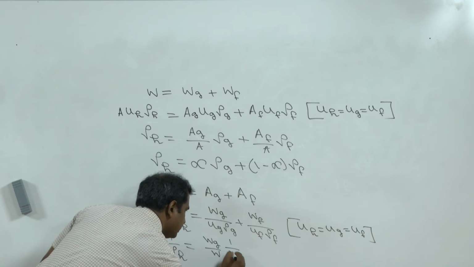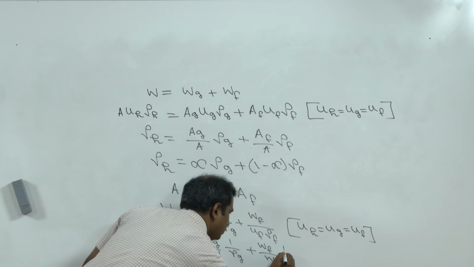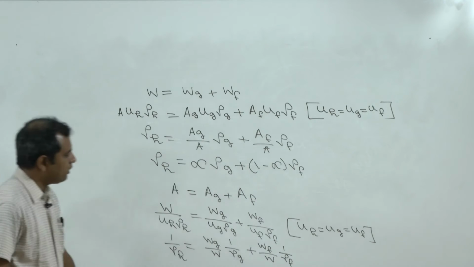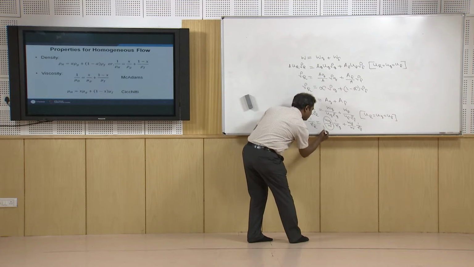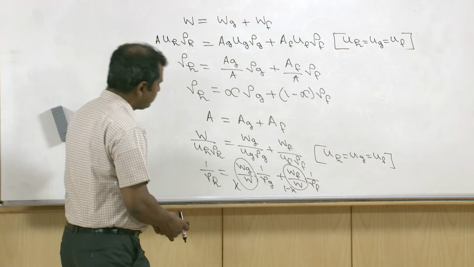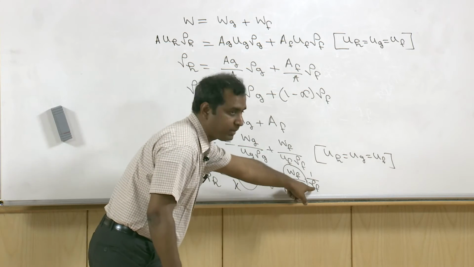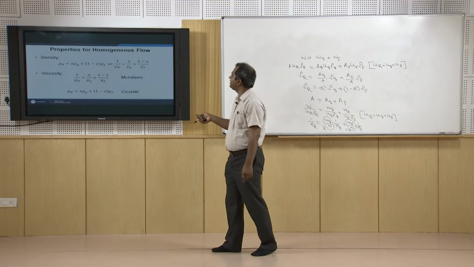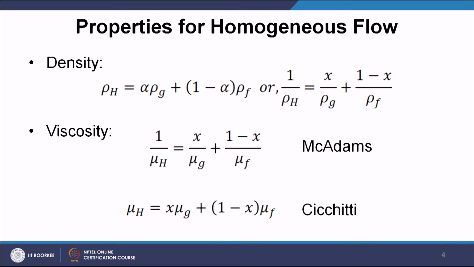plus Wf by W into 1 by rho f. Now, from thermodynamics, Wg by W can be called x, and Wf by W can be called 1 minus x. Using this, I can write 1 by rho h equals x by rho g plus 1 minus x by rho f. So the homogeneous density can be written in these two forms: rho h equals alpha into rho g plus 1 minus alpha into rho f, and 1 by rho h equals x by rho g plus 1 minus x by rho f.